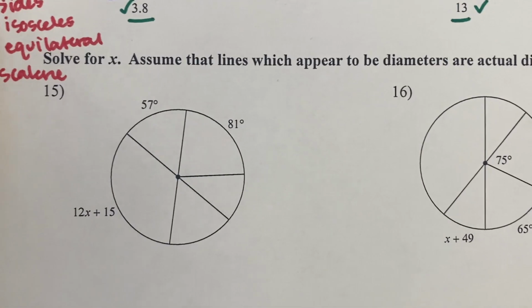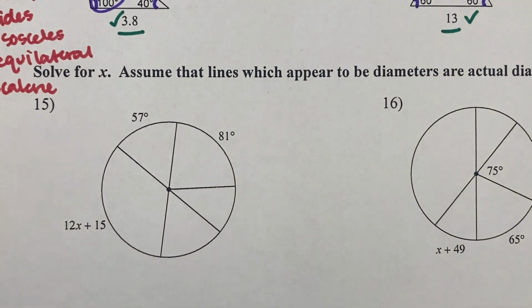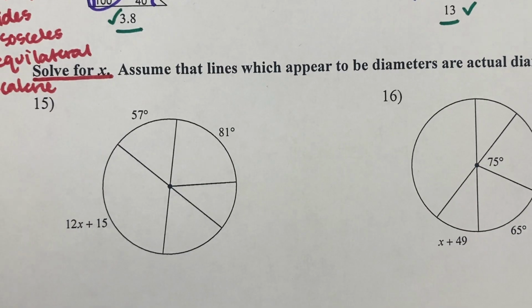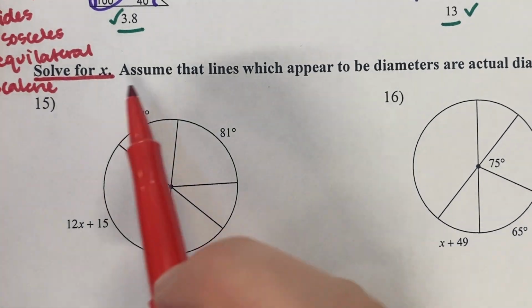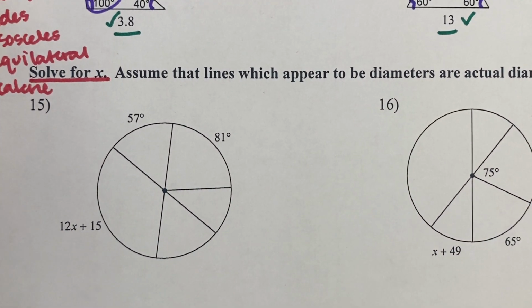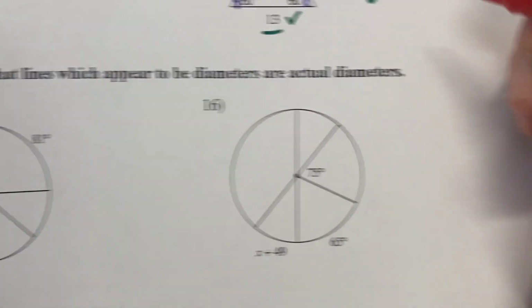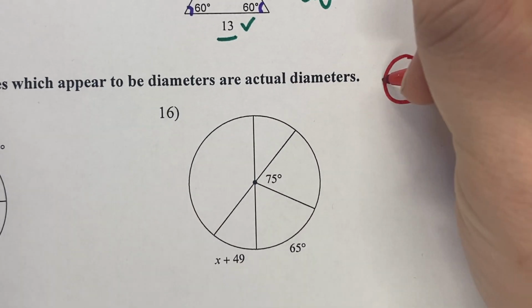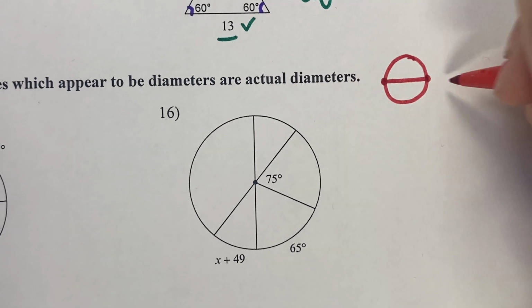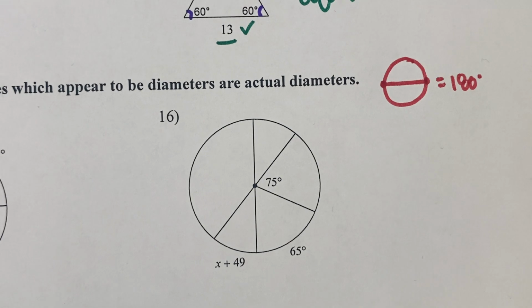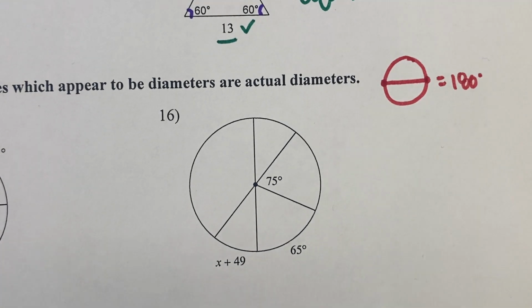Alrighty, last two examples. We're asked to solve for x. We're dealing with circles now, so angles or central angles and arcs. Assume that lines which appear to be diameters are actual diameters. So let's go ahead and just remind ourselves what a diameter is. That's straight from one end of the circle to the other, which is equal to 180 degrees. Think of it like half of that circle.